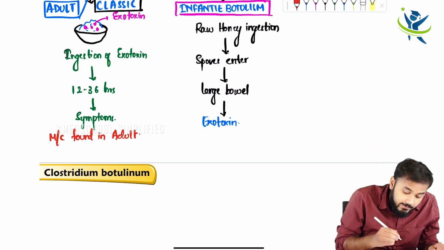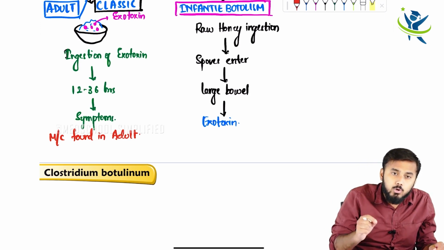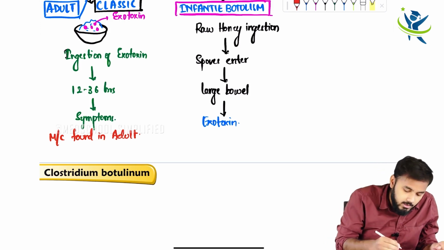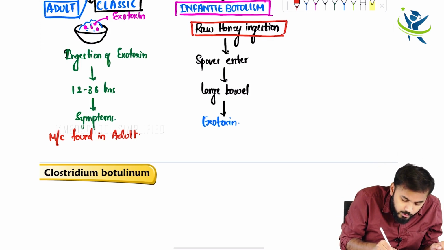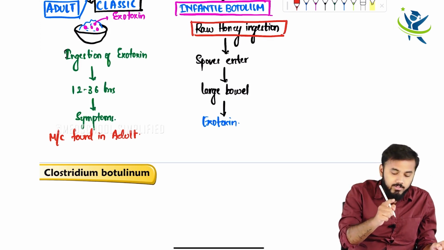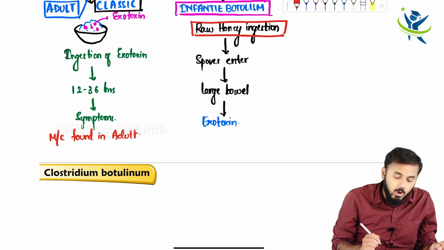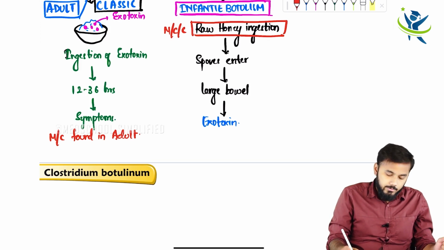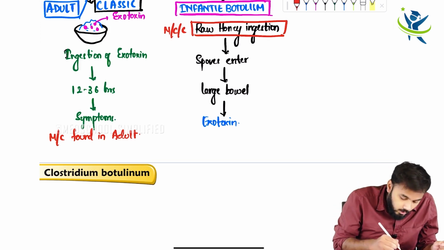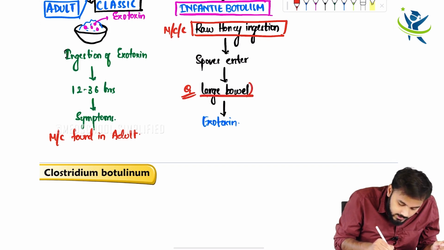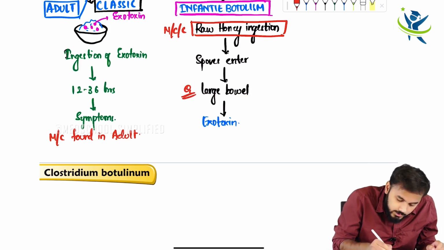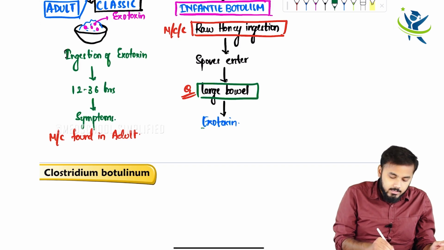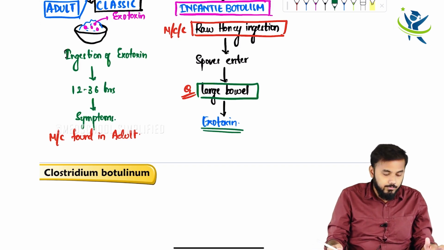So what is important here? The most common cause of infantile botulism is raw honey ingestion. Any book you refer to, you will find the most common cause of infantile botulism is raw honey ingestion. Another important thing: where is it going to colonize? This is a question. It is going to colonize in the large bowel, and there it is going to release exotoxin. Clear so far?